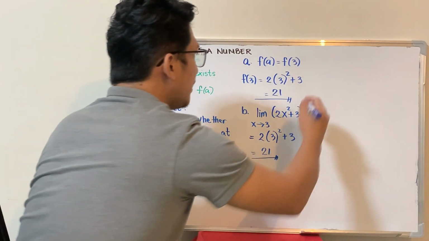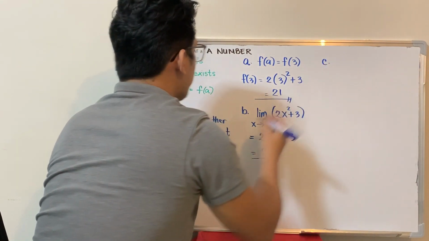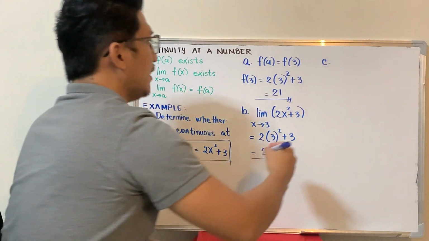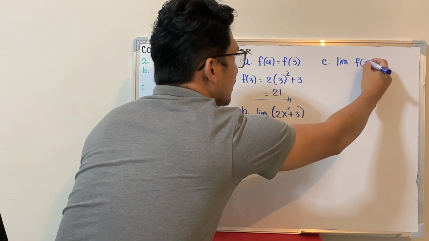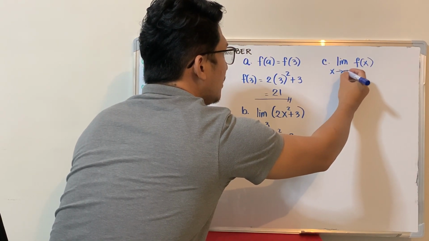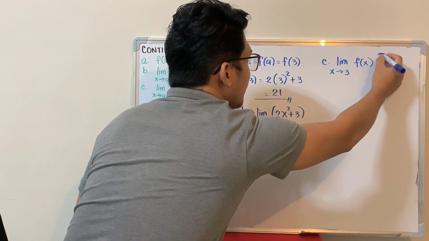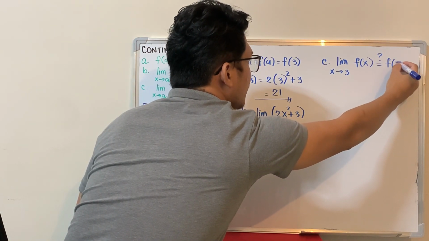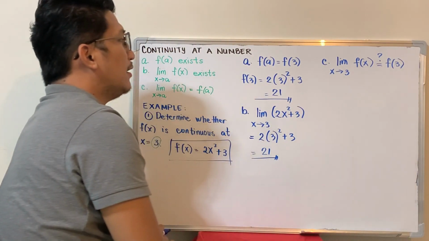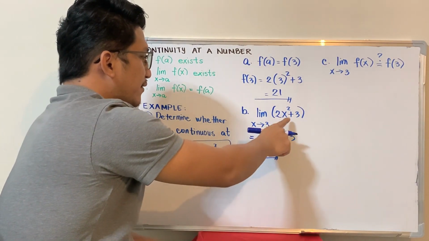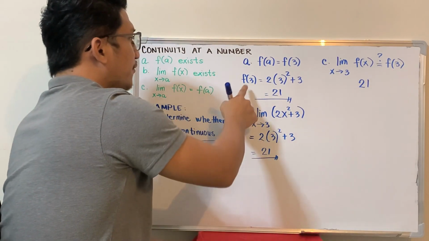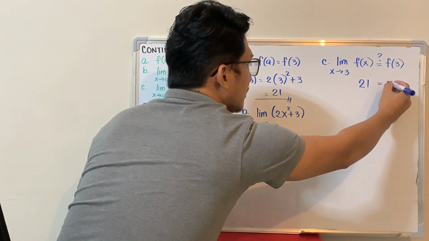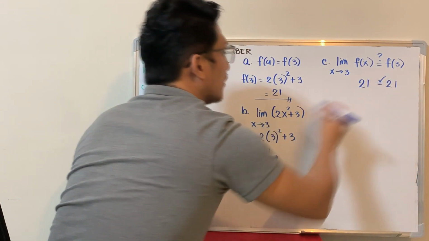Then lastly, for letter c, we have to check if they are equal. So the limit of the function f of x as x approaches 3, is it equal to f of 3? Well, all you have to do is check: the limit of the function is 21, and f of 3 is also 21, so that means it's a check mark.